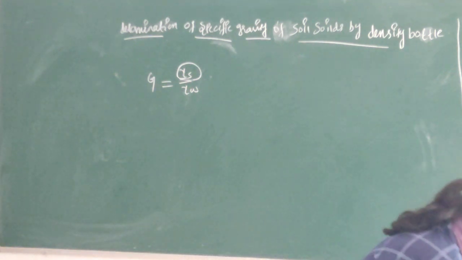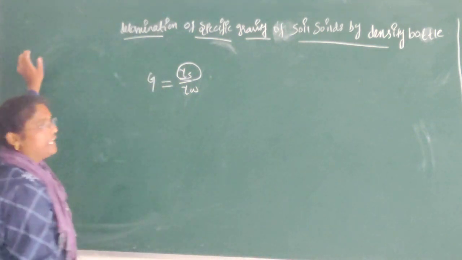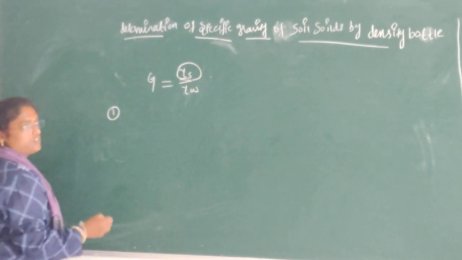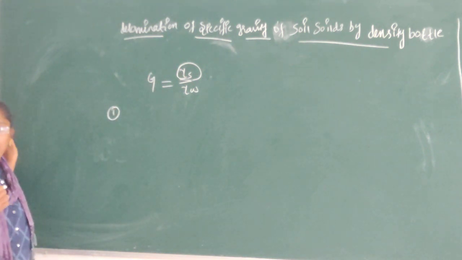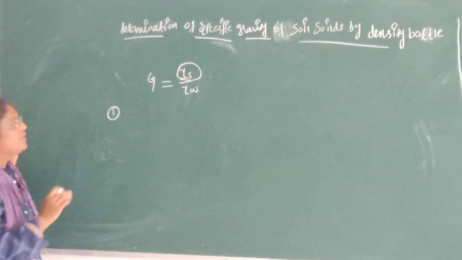So what is the procedure? First we will find out, how will we be finding the specific gravity? Whenever your dry soil gets into contact with the water, the amount of water which is present in your soil sample, that we are going to find out.